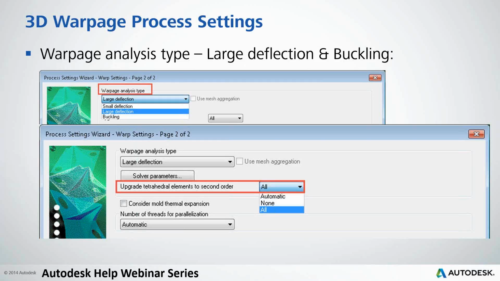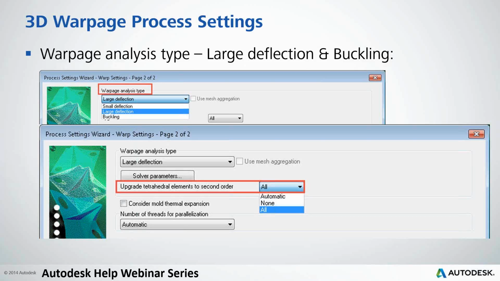And this is because this is not an option when running large deflection or buckling analyses, because your part is going to be solid or thick and true 3D. So this will cause your original mesh to be used for the analysis, and this can increase analysis time and memory requirements, but it does improve accuracy for true 3D parts.